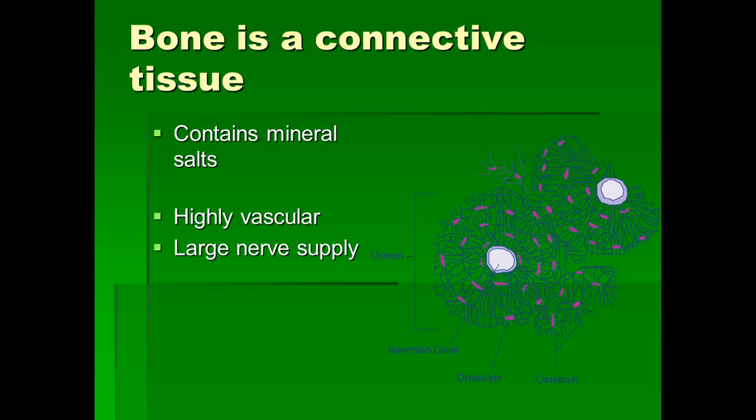So that's the very cursory introduction of the terminology related to the different types of epithelial and connective tissue. Next we will be discussing muscle and nerve tissue.